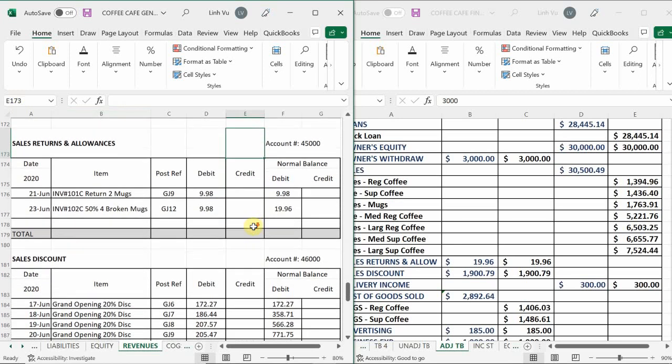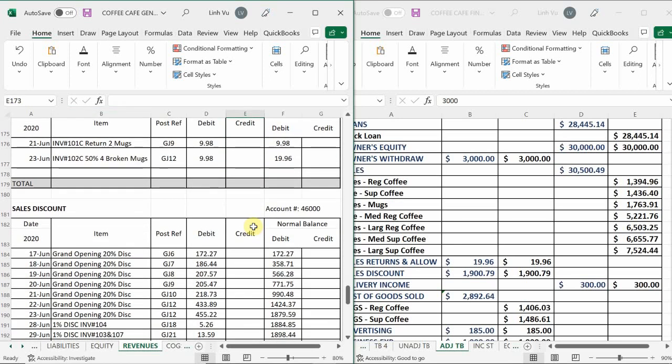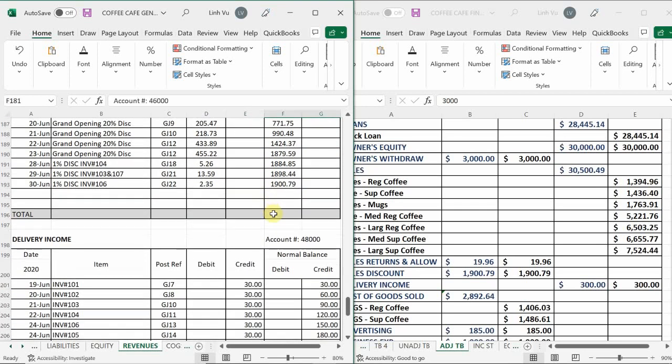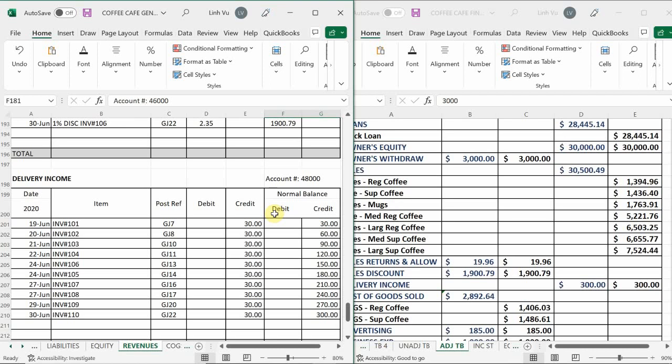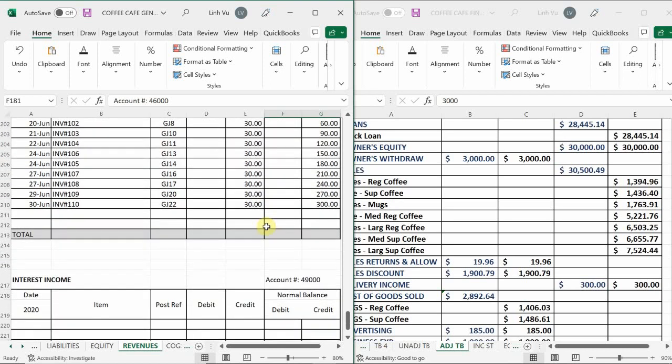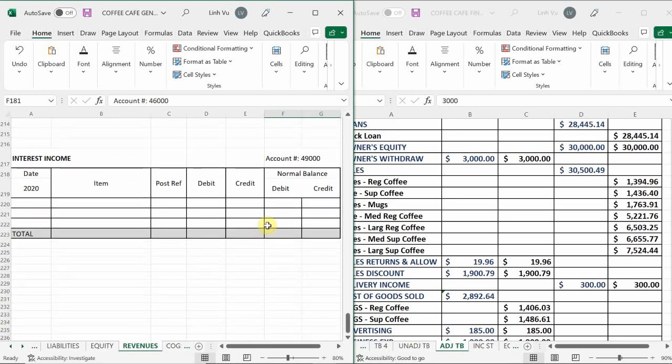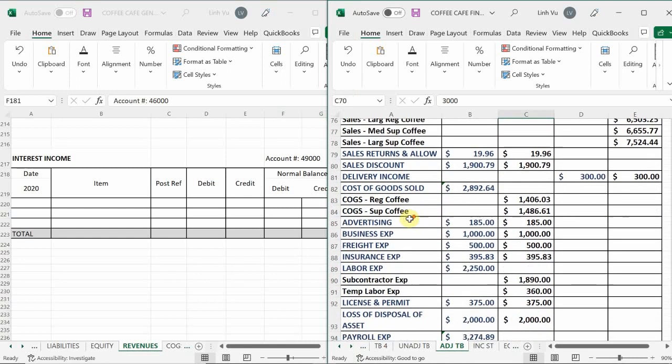Okay. So that means same thing will go for my sales returns and allowances for 1996. My sales discount should also be the same at 1900, okay, and 79 cents. Okay. Delivery income is still at $300 and no interest income. So in this case, our revenues are still intact. Okay.